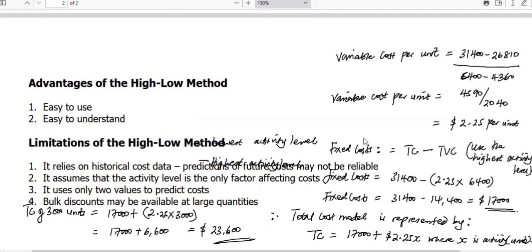Then bulk discount may be available at large quantities. Of course, now the variable cost per unit cannot be the same at all levels of output, as we assume that the variable cost per unit is always constant at all levels of activity. So that is the high-low method.